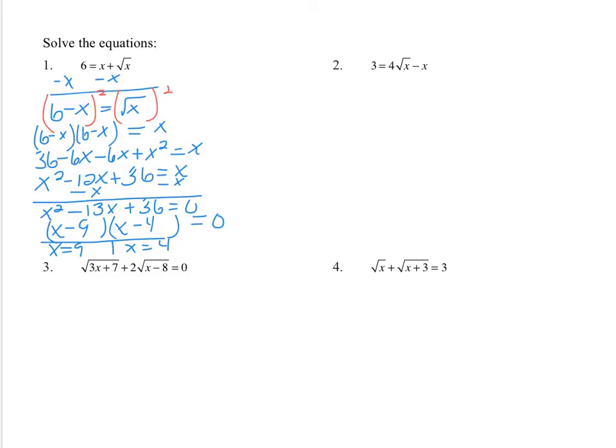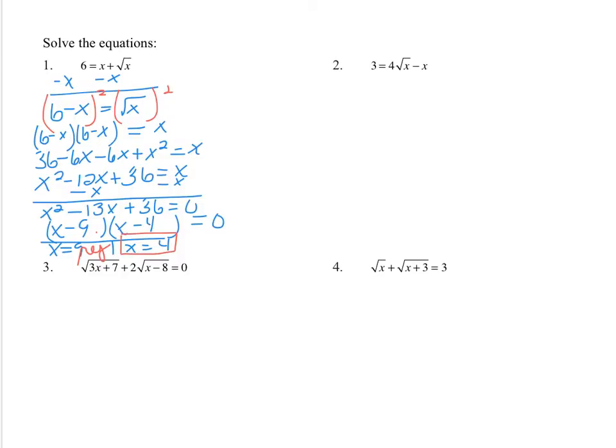If I plug in 9 for x, square root of 9 is 3, and x is 9, and 9 and 3 is 12. 12 does not equal 6. So 9 rejects. I can't have it as an answer. Let's try 4. Square root of 4 is 2. 4 and 2 make 6, so 4 works. So the only answer I have is x equals 4.